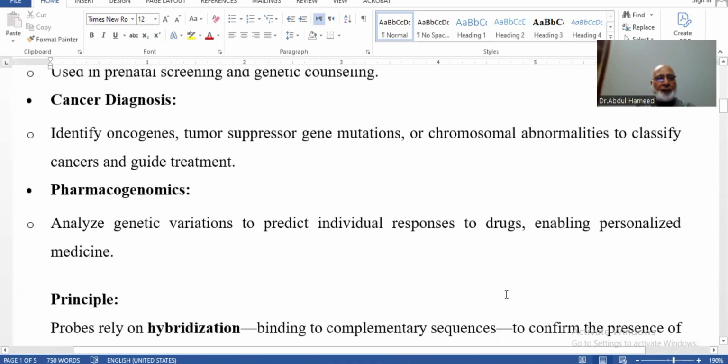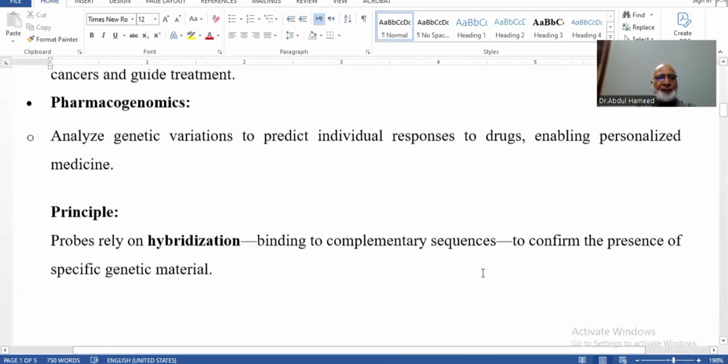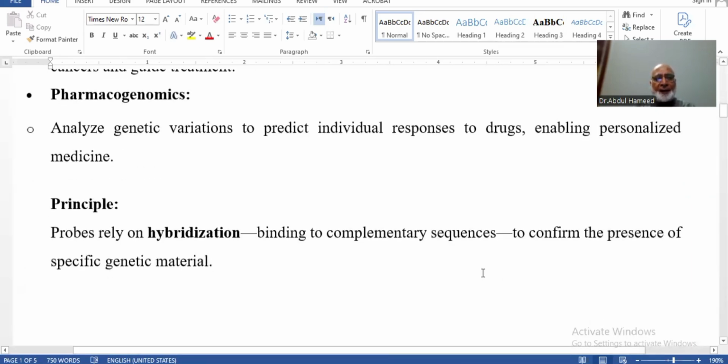Then the pharmacogenomics. This is important to analyze genetic variations to predict individual response to drugs, enabling personalized medicine. This is important because generalized medicine may have some side effects, and if we have personalized medicine, it may be safer, cheaper, and targeted.